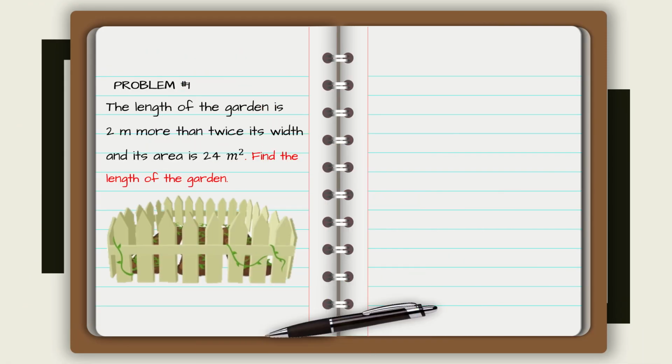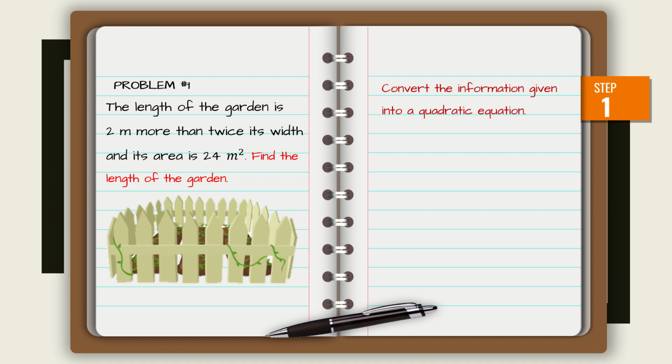Problem number 1. The length of the garden is 2 meters more than twice its width, and its area is 24 meters squared. Find the length of the garden. Step 1. Convert the information given into a quadratic equation. The width here is x, and the length is 2x plus 2.